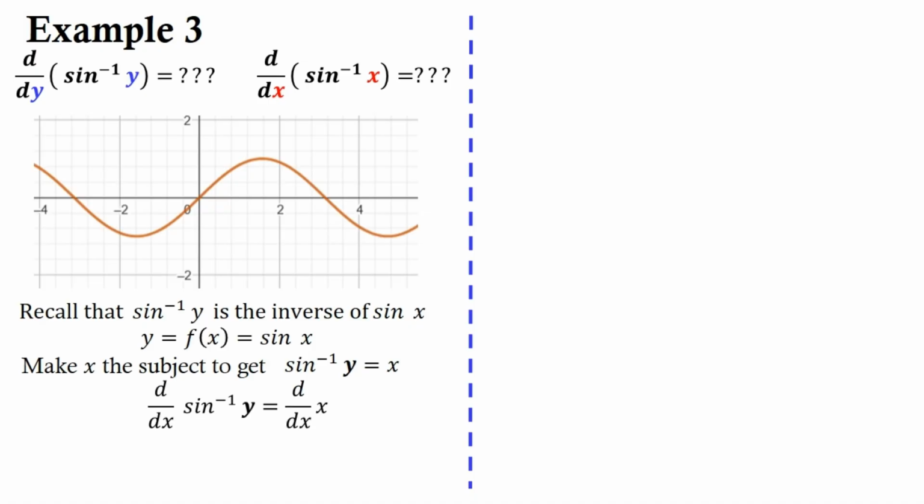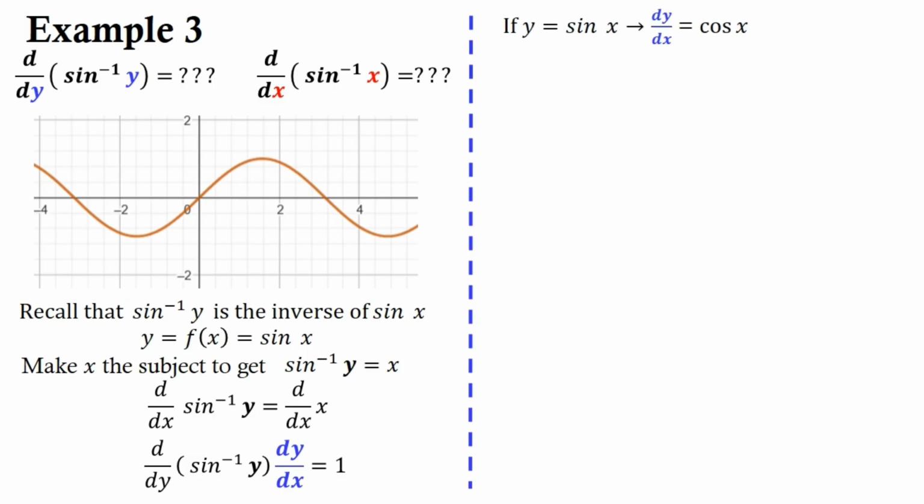So we are going to differentiate both sides now with respect to x. What does that mean? It means that we are going to say d/dx of sine inverse of y equals d/dx of x. But remember, d/dx of sine inverse of y requires us to use the chain rule. So instead of writing d/dx, we are going to replace it with d/dy multiplied by dy/dx.